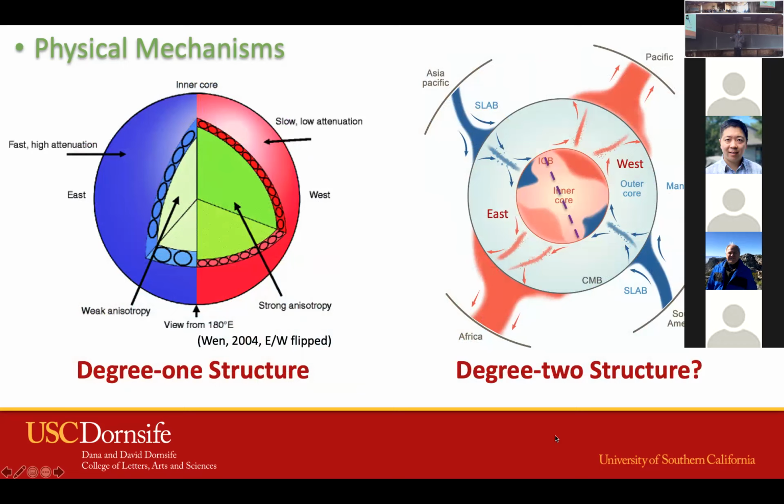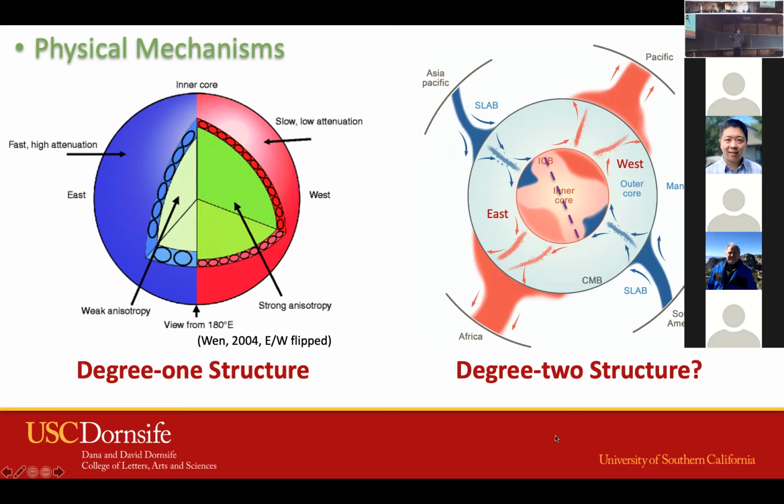So the mantle almost has a degree 2 velocity structure. Two patterns of low shear wave velocity, one beneath Africa, the other beneath the Pacific. And there are two cold regions, one from South America, the other from the Asia Pacific. So corresponding to this pattern, we find that the inner core could also have a degree 2 structure.